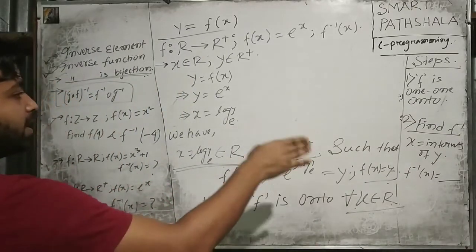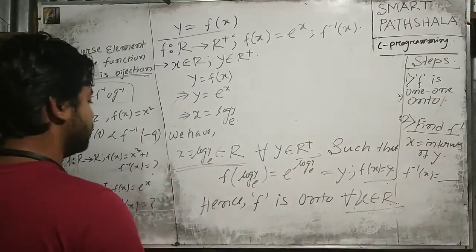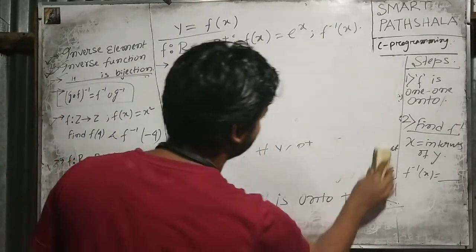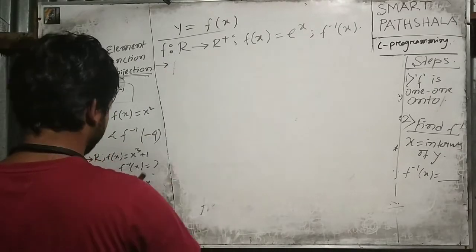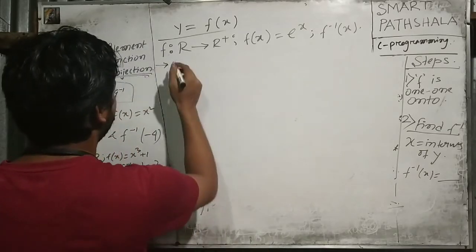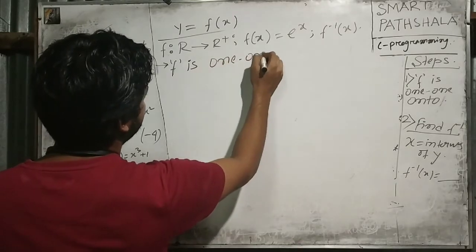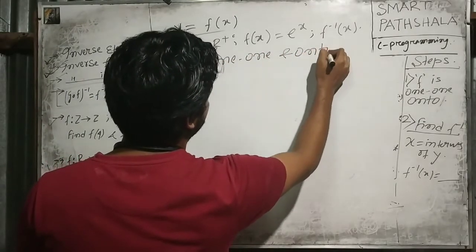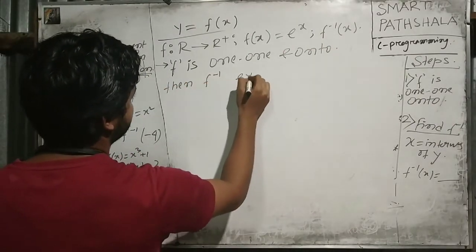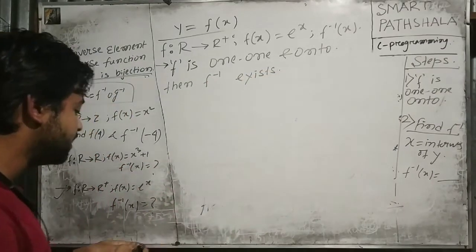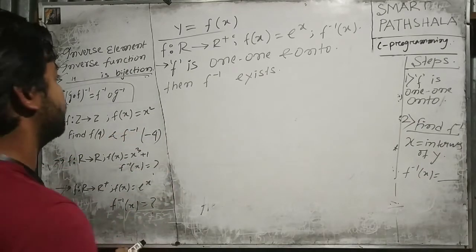Now the next step is to find f inverse. Now that we have proved that f is one-one and onto, then obviously f inverse exists. Now we are saying that it exists. We have to find out what is the form of this f inverse, right?